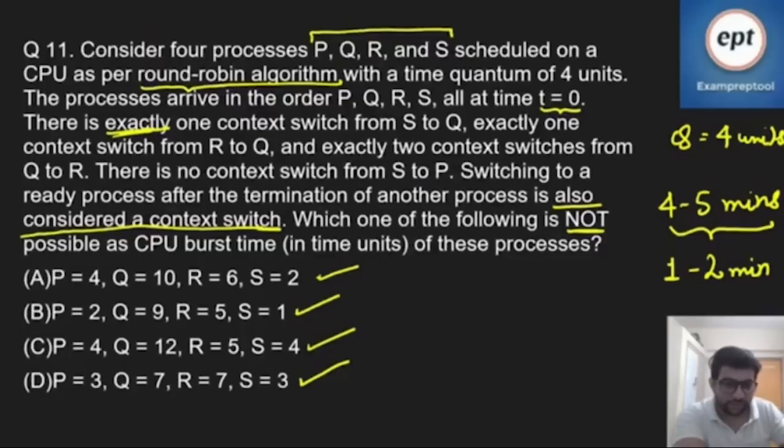So it means that the burst time of process Q is greater than 8. Let's see the options. We can see that in option D, the burst time of Q is given as 7, right? This means that this is not possible. That means that this is our answer.